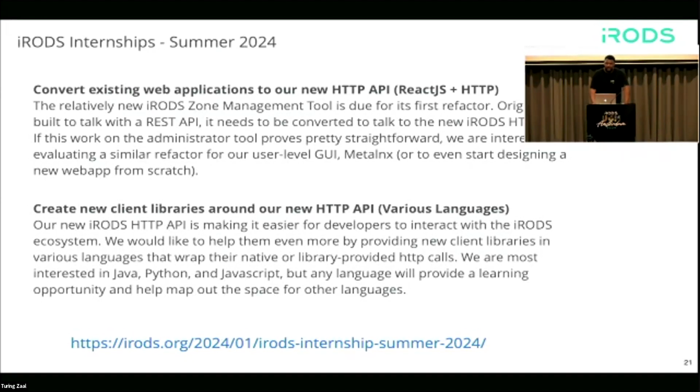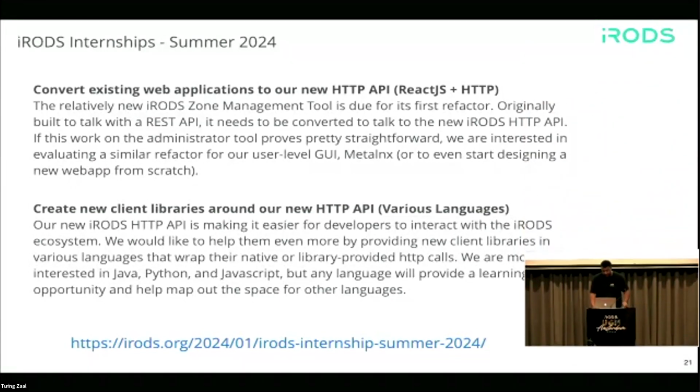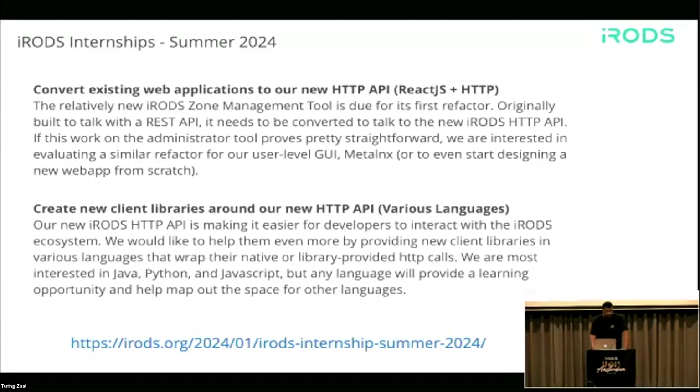All right, so just like last year, we talked about some internships that were coming up. This year, we've settled on two things. The first being that we want to convert the zone management tool to use the new HTTP API. It previously used the C++ REST API, which has now been archived. So we're going to have some interns come in. They're going to take a swing at trying to update this and see where things fall apart and how we can address those based on a new HTTP API, since this is still very new and experimental.